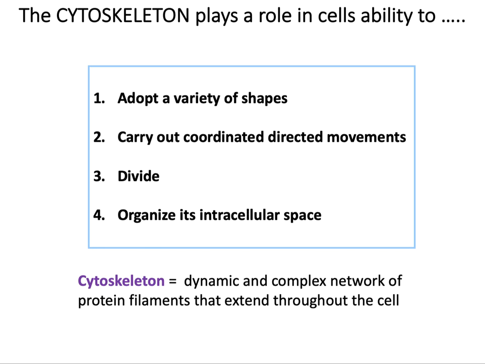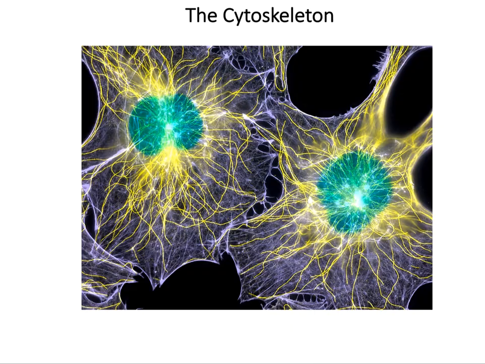The word cytoskeleton invokes the image of a very rigid structure like the skeleton of an animal, but this nomenclature is unfortunate because the cytoskeleton is not a rigid, unchanging structure, but a very dynamic and complex network of proteins and filaments. They extend throughout the cell. They shrink and grow as the cell needs it for whatever cellular function is being carried out. So please keep in mind when you are studying this topic that the cytoskeleton is not a permanent, unchanging structure in the cell, but is very dynamic and continuously changing according to the needs of the cell.